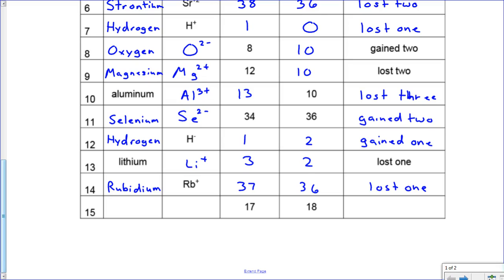All right, for the last one, we've got chlorine here. You know that because the atomic number is 17. That's Cl. It has 1 more electron than proton, so it's a minus charge, and it has gained 1 extra electron on this one.